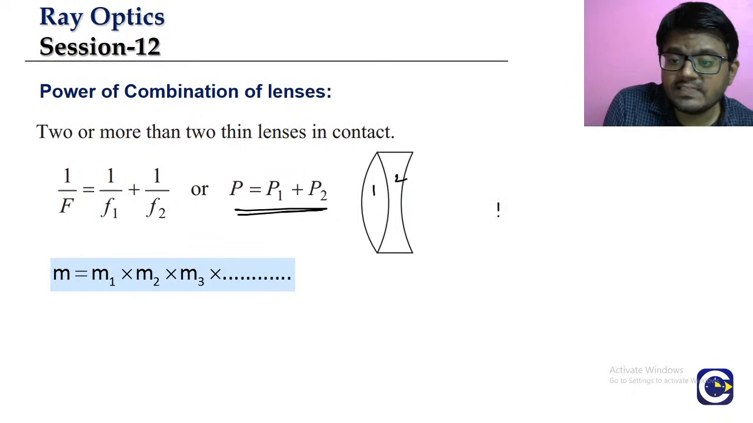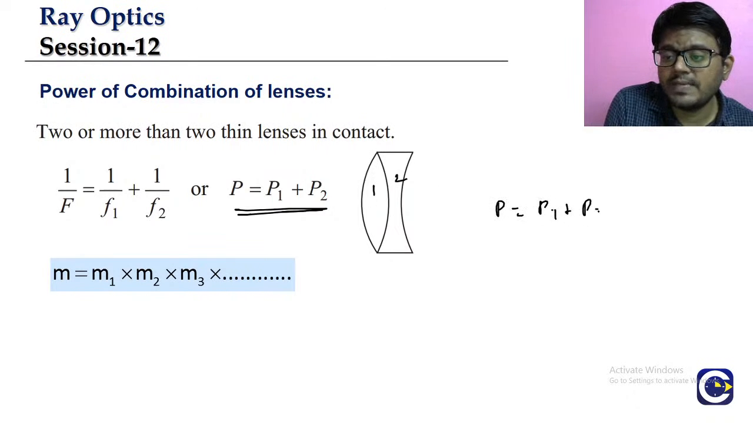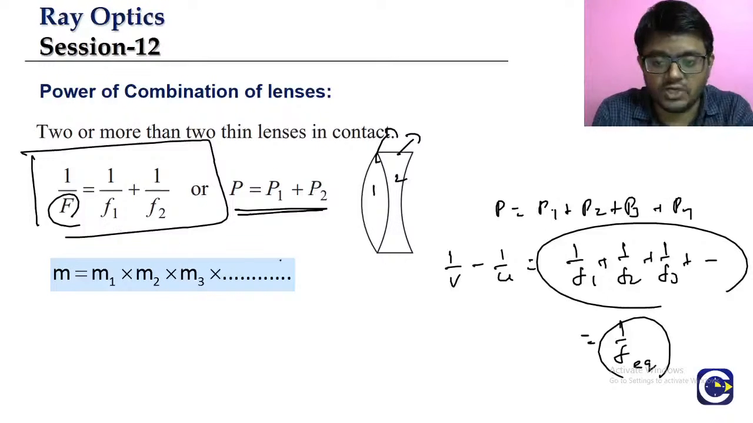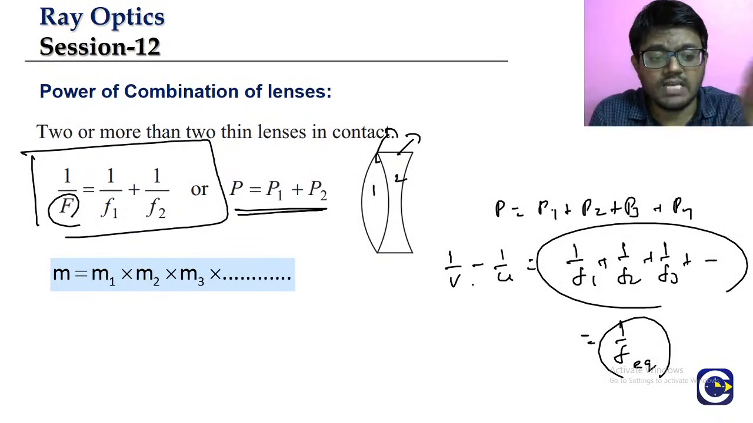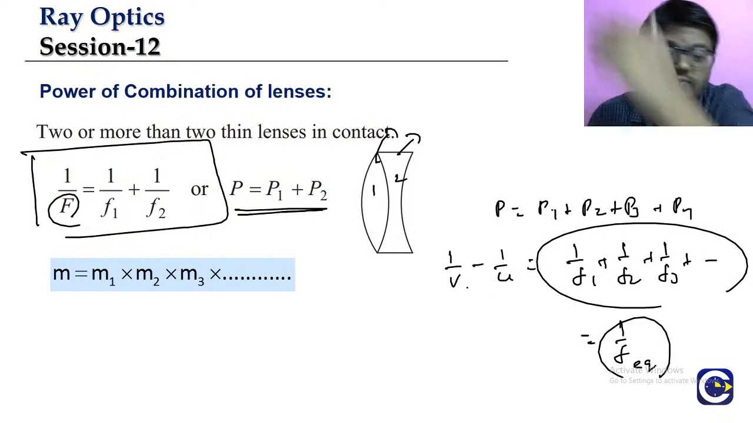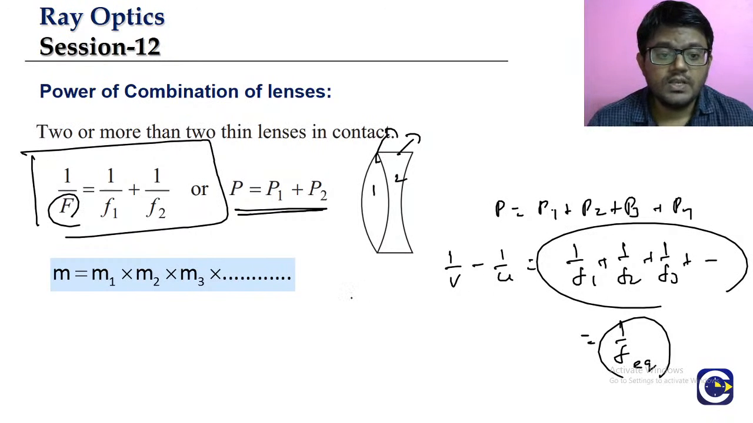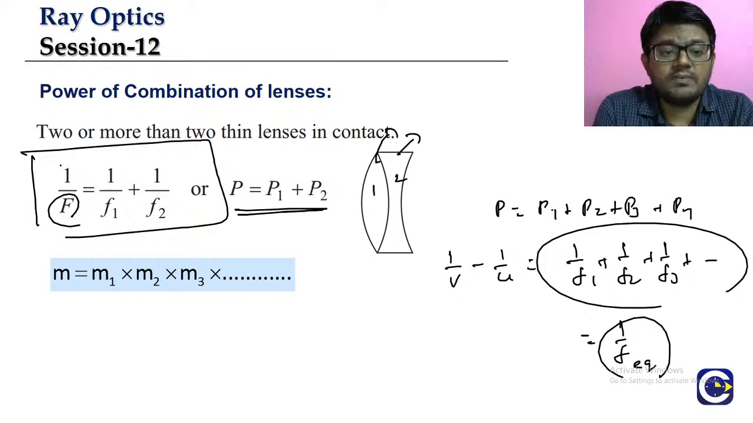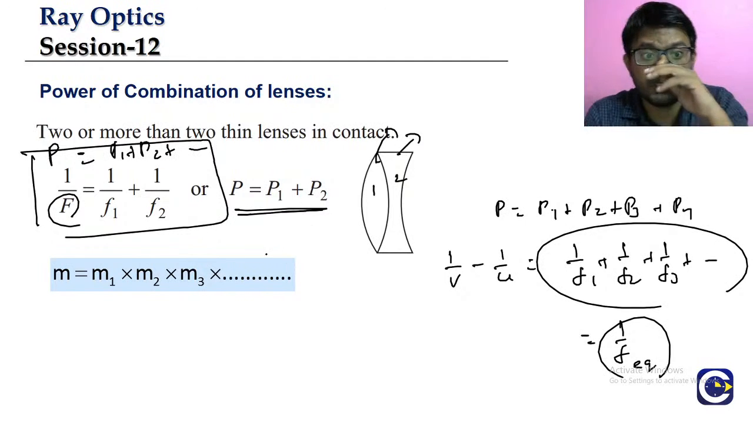If you have 3 lenses, total power will be P1 plus P2 plus P3. 4 lenses means we'll add P4. We can also talk about F equivalent. What is the relation? 1 by F equivalent will be 1 by F1 plus 1 by F2 plus 1 by F3 and so on. Power is the reciprocal of the focal length, which means P total is equal to P1 plus P2 and so on. That is how the formula comes.